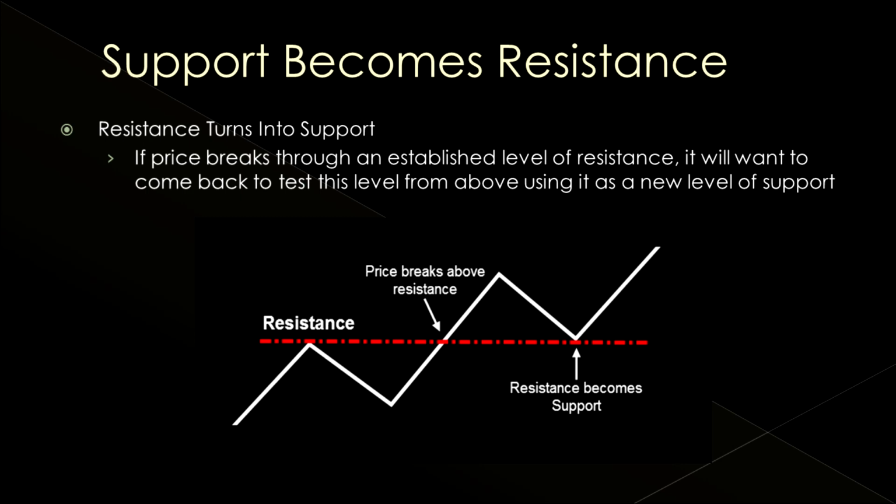Now, resistance can also turn into support. If price breaks through an established level of resistance, it will want to come back to test this level from above, using it as a new level of support. So in the image, we can see price touches resistance, moves back down, breaks back above resistance, breaks down, and the resistance level now becomes a new support level before price bounces back off it again.